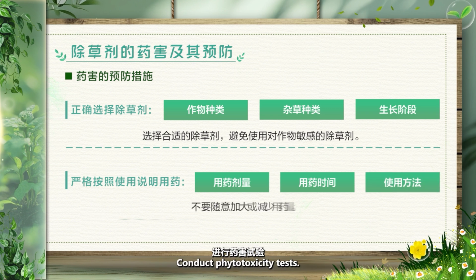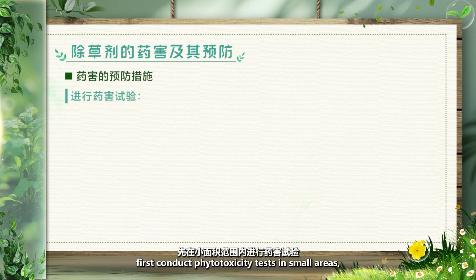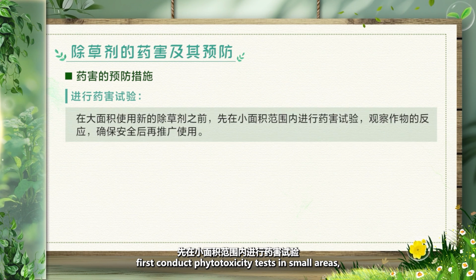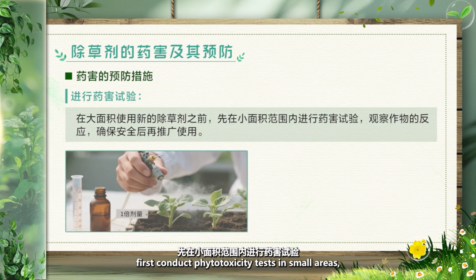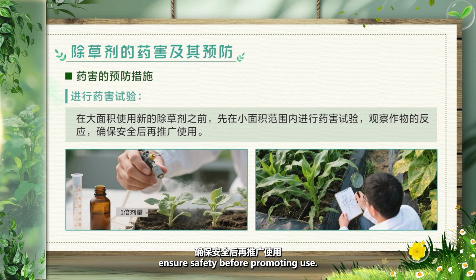Conduct phytotoxicity tests. Before large-scale use of new herbicides, first conduct phytotoxicity tests in small areas. Observe crop reactions. Ensure safety before promoting use.